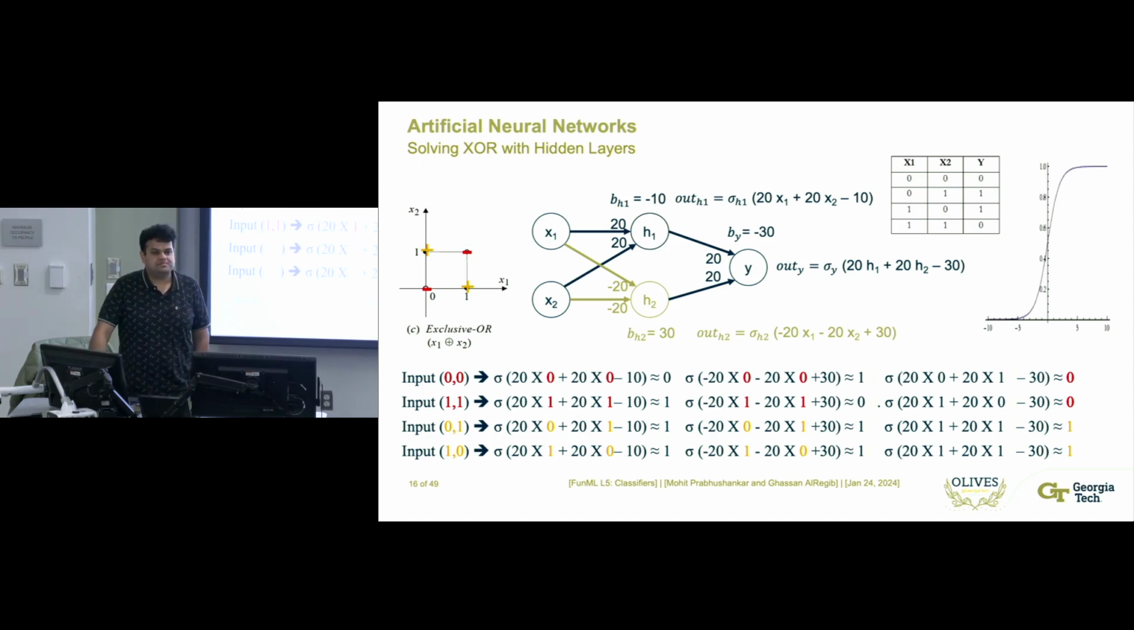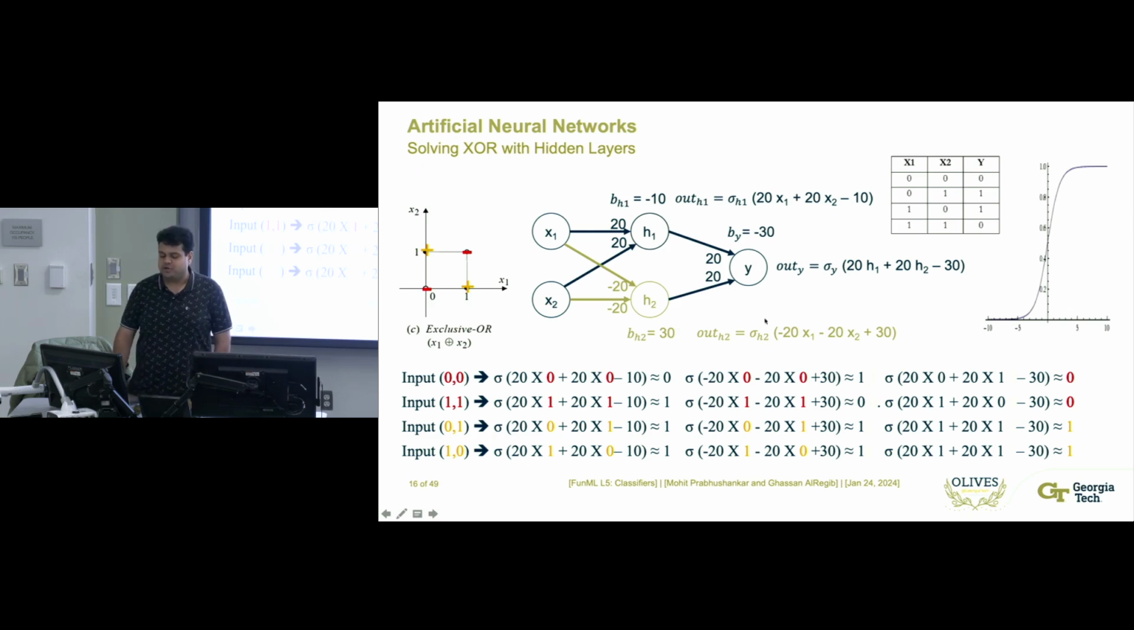Any other questions? So let's do the same thing with another input, which is going to be 1, 1. So for h1, my inputs are 1 and 1. So 20 multiplied by 1, 20 multiplied by 1, and minus 10, which is the bias. 40 minus 10 gives me 30. If you look at the sigmoid function, 30 is almost a 1, which I'm going to take. Then let's look at the output from h2. Minus 20 into 1, minus 20 into 1, plus 30, which is minus 10. Minus 10 after you pass it through sigmoid is almost 0.